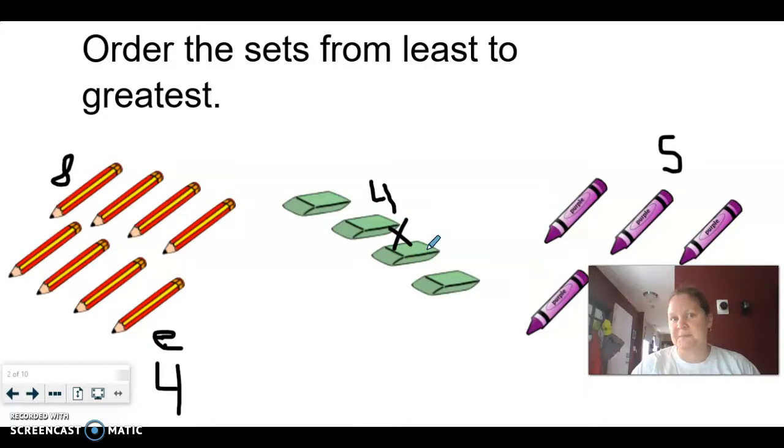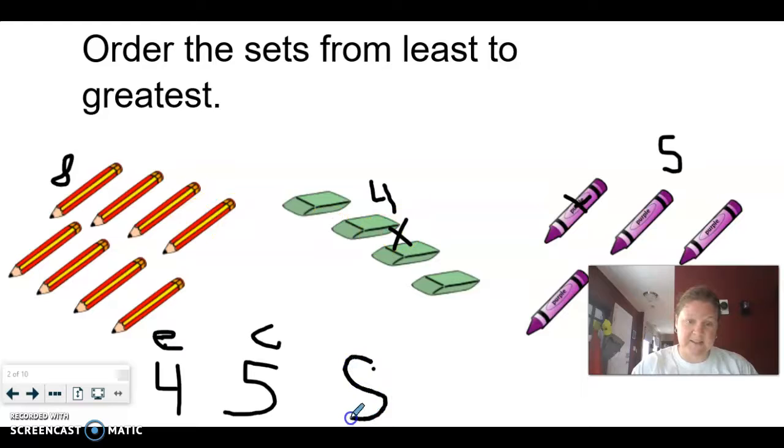What comes next when I'm counting? The next biggest set, 8 or 5? Good. The 5 comes next, so it would be 4, then 5, which is the purple crayon. I'm going to write C for crayon. Okay? And so we go 4, 5, then what's last? 8. 8's our biggest number. It's our greatest. So the pencils would be the last set.